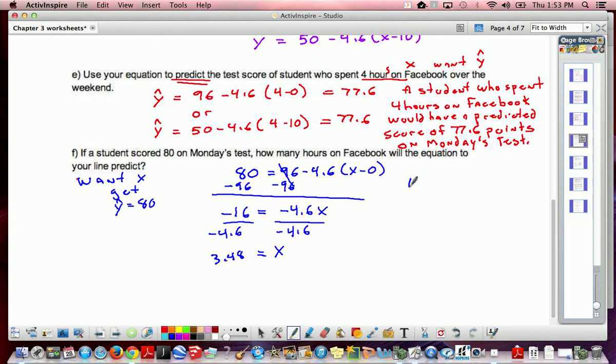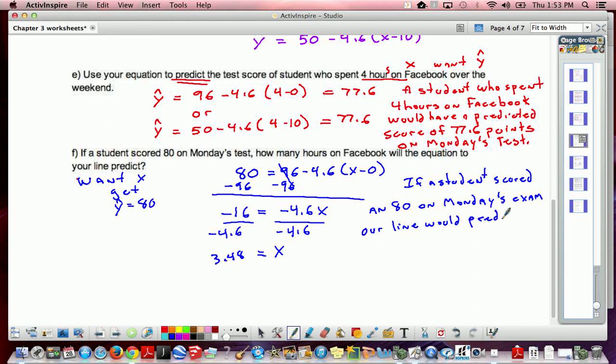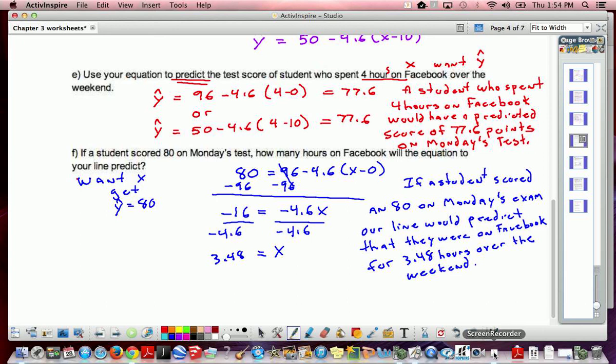3.48. So if a student scored an 80 on Monday's exam, our line would predict that they were on Facebook for 3.48 hours over the weekend. And this finishes our assignment.